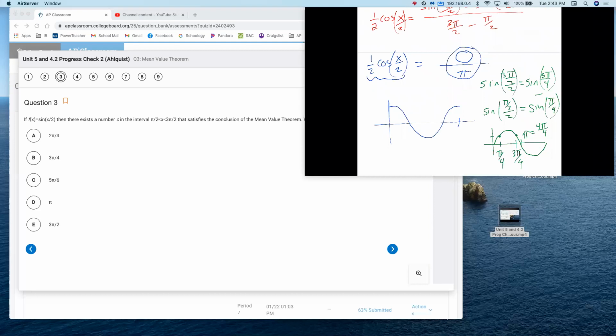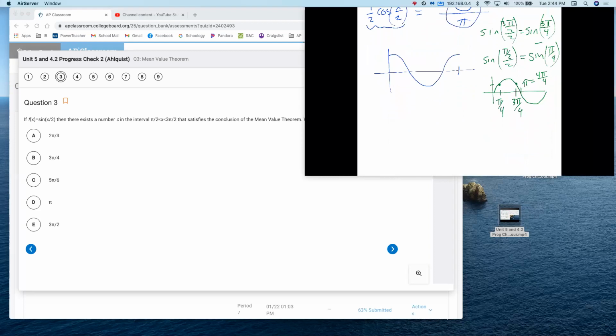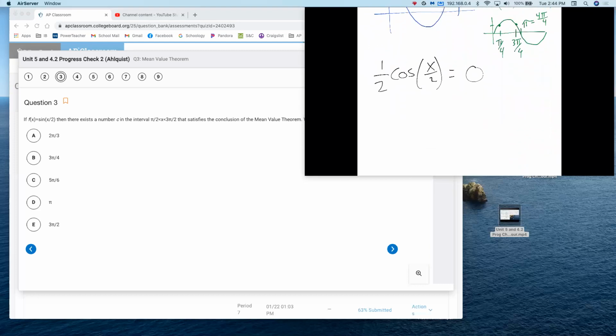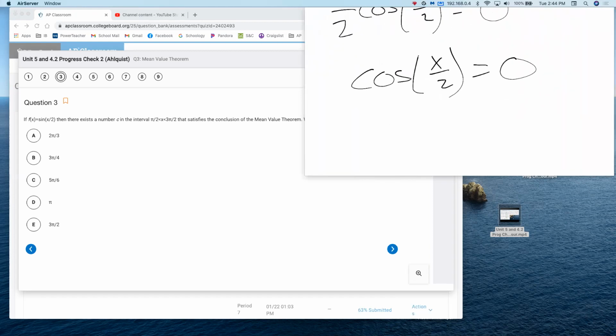Okay, so now here's what you have. Let me show you what you have now. What we have at this point is 1/2 cosine x over 2 has to equal 0. That's what we're trying to solve. We need to solve that value. Okay? So here's the way I would solve it. What I'm really looking at is the cosine x over 2 has to equal 0, because 1/2 can't equal 0. So that's what I have to solve.